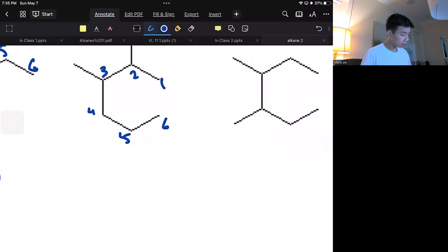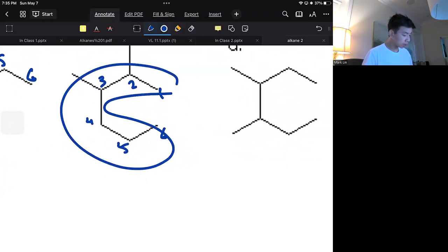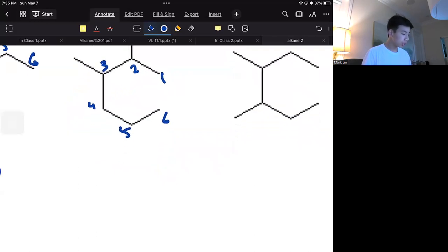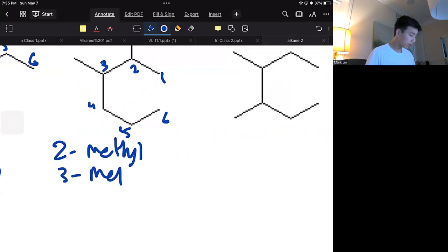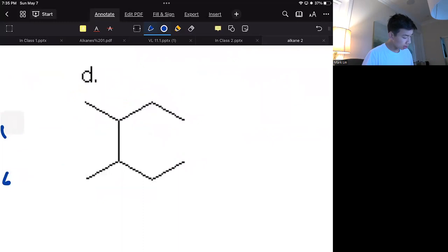So let's just name them right now. I want to go with this one as our main strand. So it's going to be 2-methyl, 3-methyl. All right, sweet. Next one will be D.